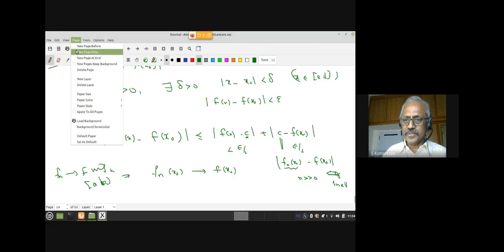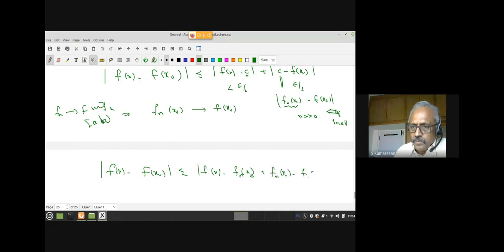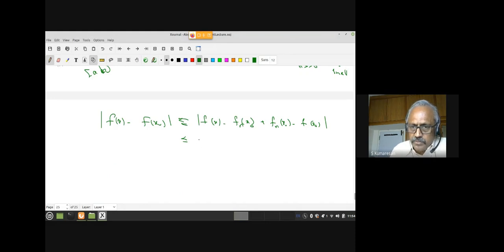That's it. So I found a c. But then let me repeat. So that means I have |f(x) - f(x0)| is less than or equal to |f(x) - fn(x0)| + |fn(x0) - f(x0)|. Okay, this is equality, sorry, but you will see something I have to do further.